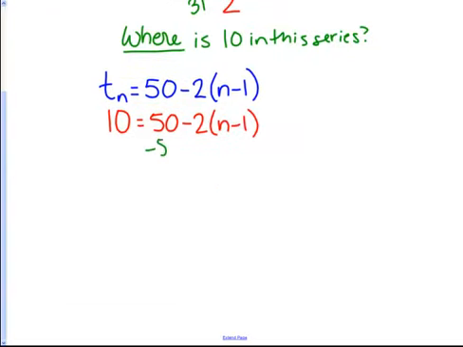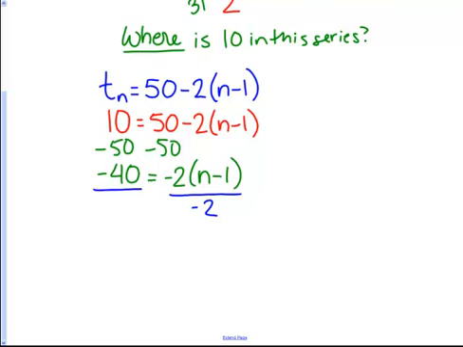Subtract 50 from both sides, so we have that -40 is equal to -2 times n minus 1. Lots of good ways to solve or simplify this. I'm going to divide both sides by -2. So I get that 20 is equal to n minus 1, which means that n is 21 and 10 is the 21st term in the series. So this means we're adding up 21 total terms.